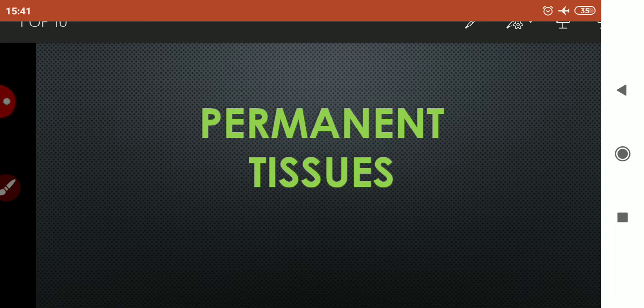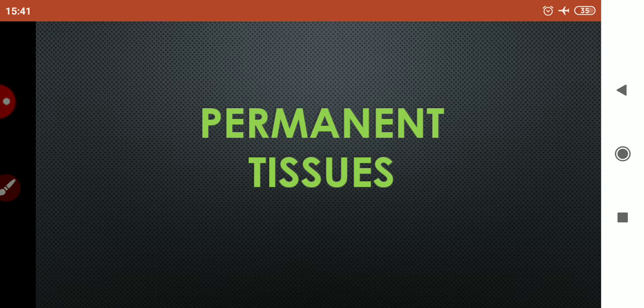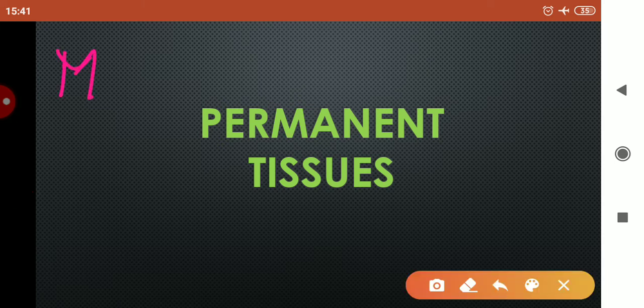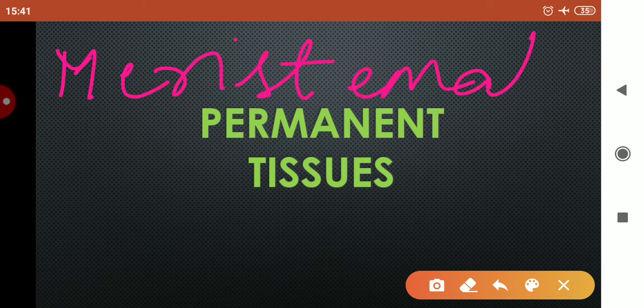As we have started the third chapter, that is tissues, plant and animal tissues. Now in that chapter, I have introduced you about tissues. Also, I have started the plant tissues, and in plant tissues, I have told you that it is of two types. The first one is the meristematic tissue and the second one is the permanent tissue. In the last video, you have studied about the types of meristematic tissues like apical meristem, lateral meristem and intercalary meristem. Now I am going to start with permanent tissues.